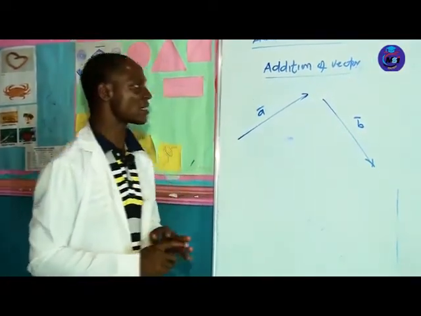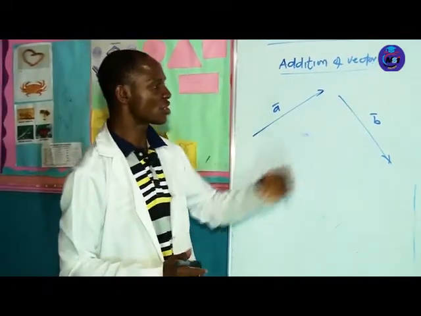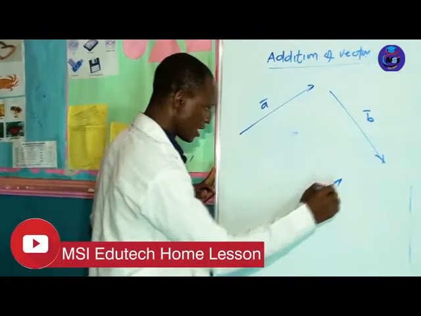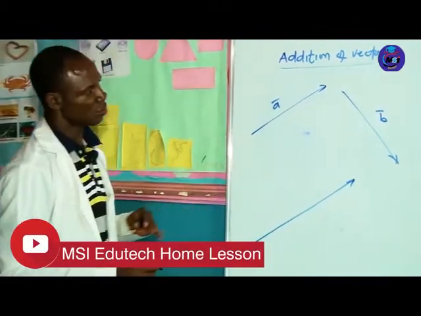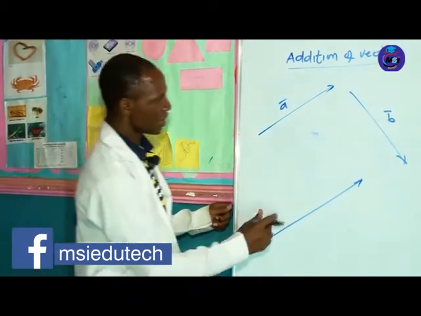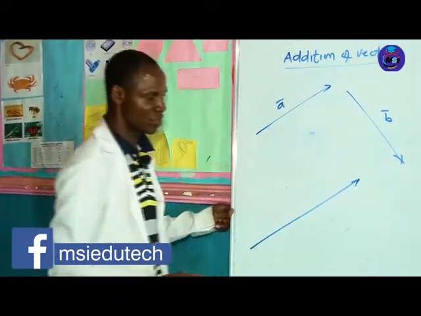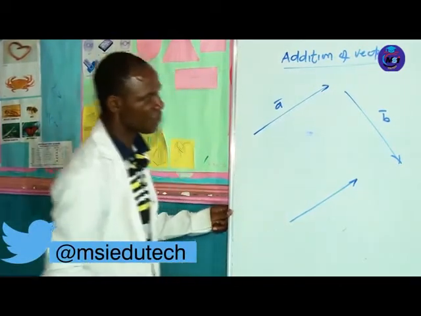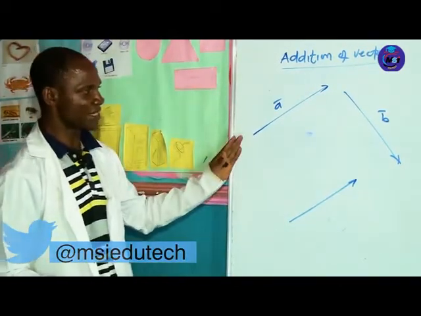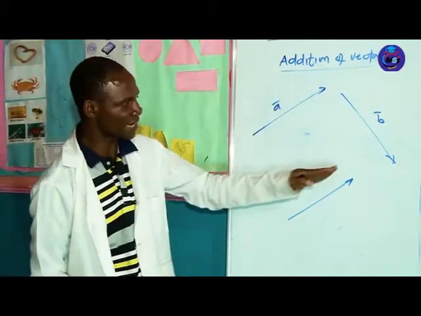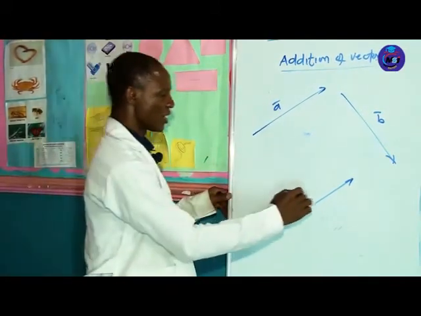What I mean is that if you want to add this to this, don't make vector A longer than it was. Look at vector A. Use the same magnitude and the same direction. A is facing like this, so yours should also face like that. Then that is vector A.